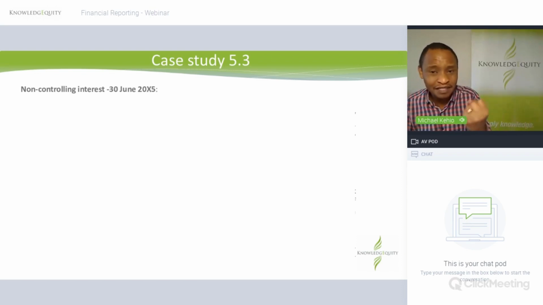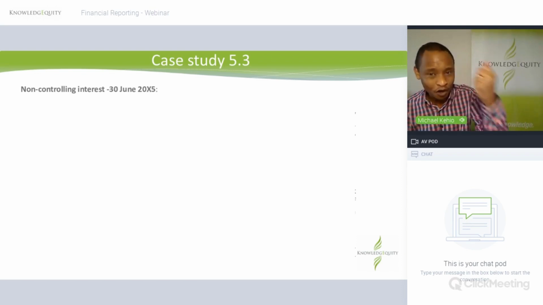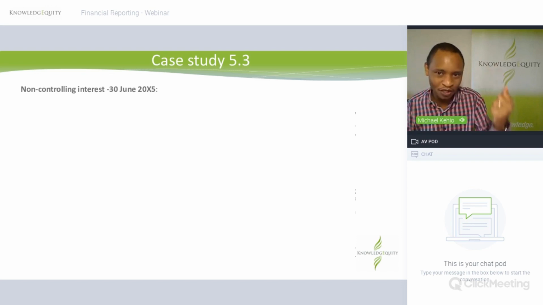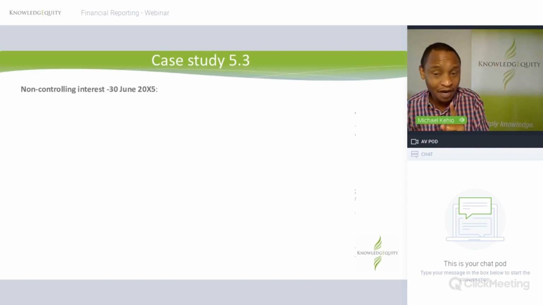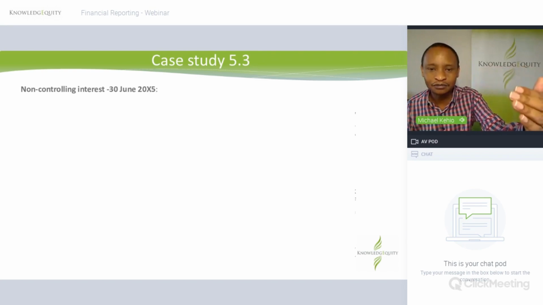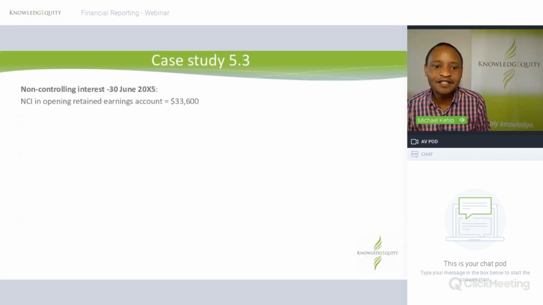Remember that inventory was sold to the parent, but the parent hadn't sold it to external parties as at 30th June 20X4. But we were told, subsequent to year end, in the year 30th June 20X5, the parent company sold that to external parties. And so basically what we are saying therefore is that that unrealized profit became realized. So how would you calculate the non-controlling interest as at the end of 30th June 20X5?